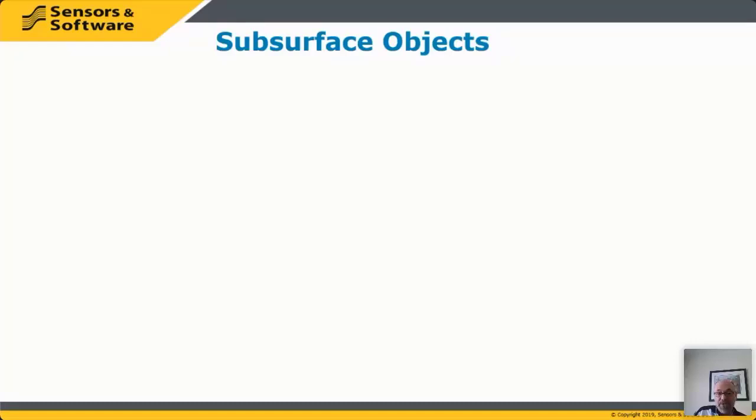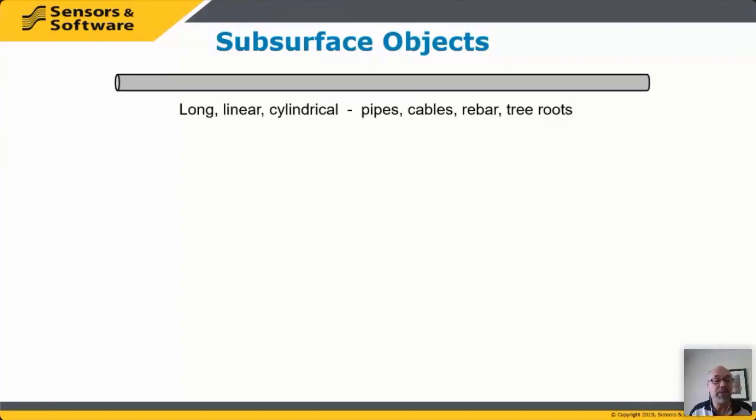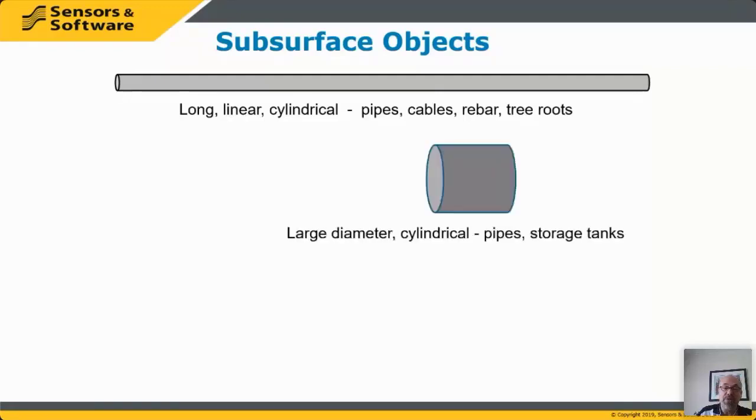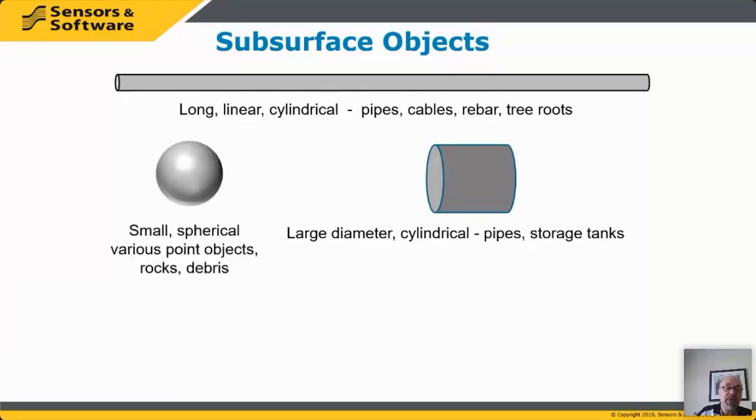So let's look at subsurface objects. What are things that we could be looking for? As utility locators, we're probably looking for long, linear, cylindrical objects, right? But we might be looking for other things. We might be on a task one day to look for storage tanks, so larger diameter, but smaller in physical length. Or we might be looking for something spherical. If we end up doing a forensics job or an archaeology job, then we could be looking for objects that are spherical or cubic or all the variations in between. They could be rocks, debris, point objects of interest.